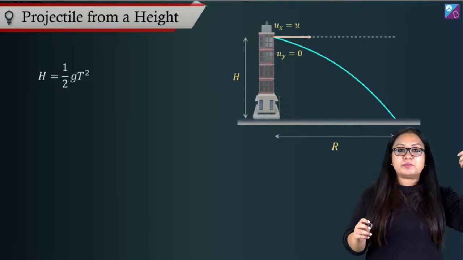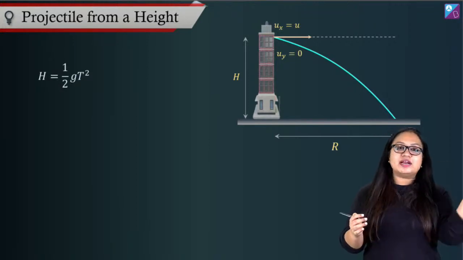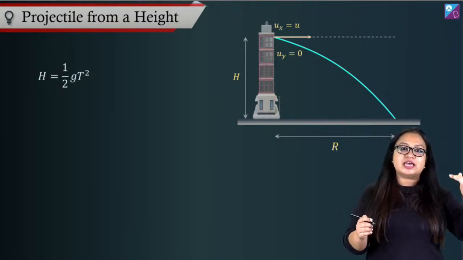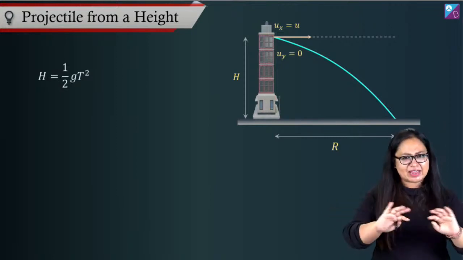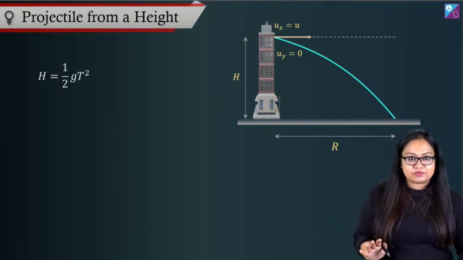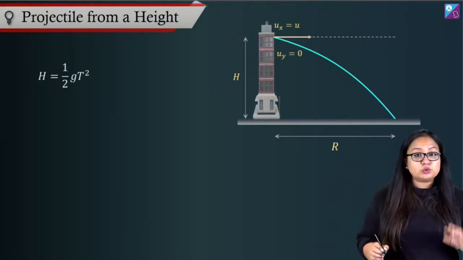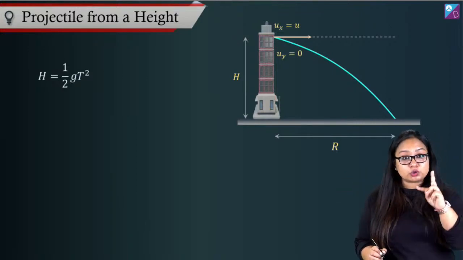Now, if you throw the ball from a height and if you throw it horizontally, this is called horizontal projectile. And if you throw it at an angle, this is called projectile from a height at an angle. Very simple. And we are applying basic understanding only over here. So, what happens in a projectile? We've got two motions along two axes, right?